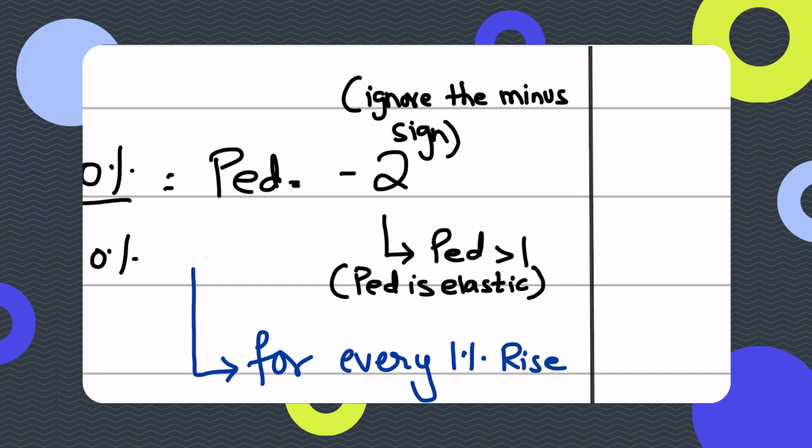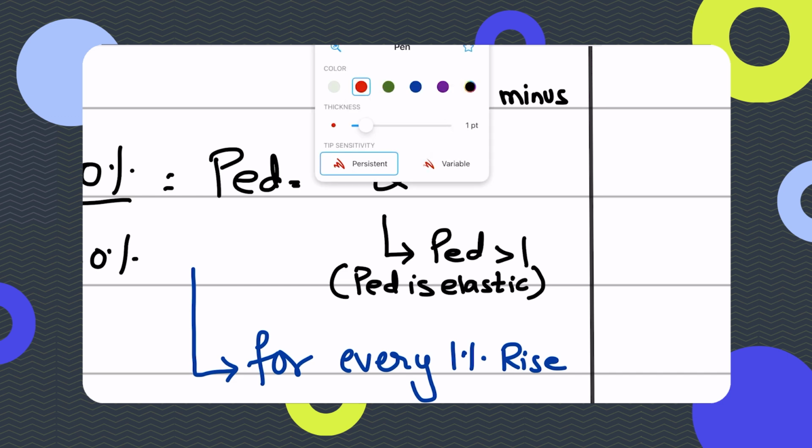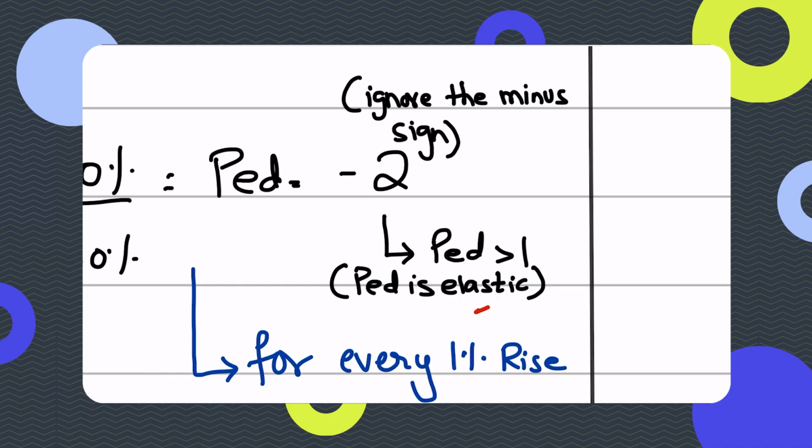Remember, the rule is that whenever the PED is greater than 1, and I repeat, whenever the PED is greater than 1, PED would be called elastic. The demand is elastic. Now what do you mean by that? We'll come to that later.